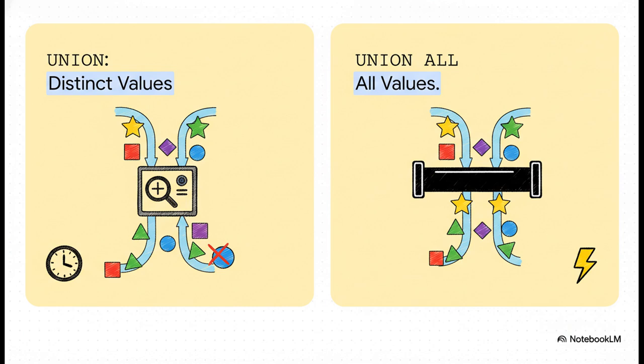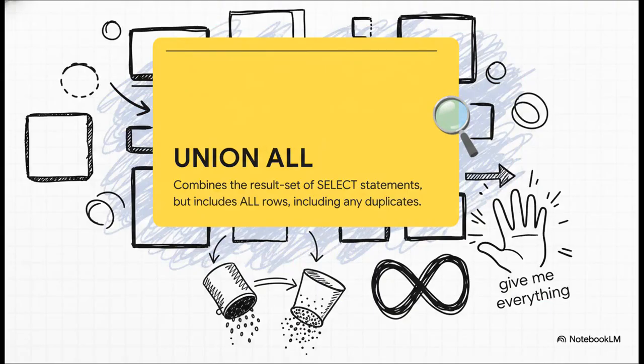Union All, on the other hand, is pure speed. It just opens the floodgates and combines everything, duplicates and all. The one you choose really just depends on your goal. Yep, so union all is pretty much what it sounds like. It includes all the rows. It's the give me everything command. No checks, no filters, just the raw combined data.